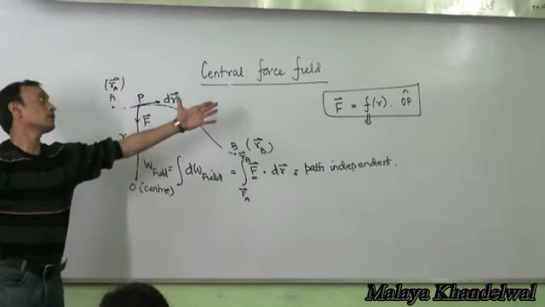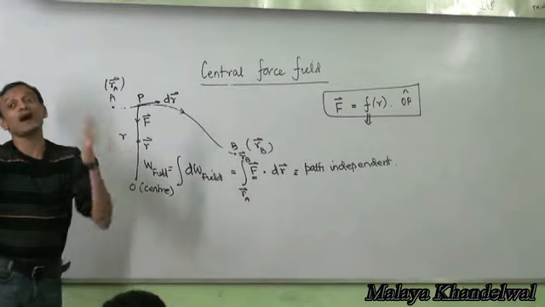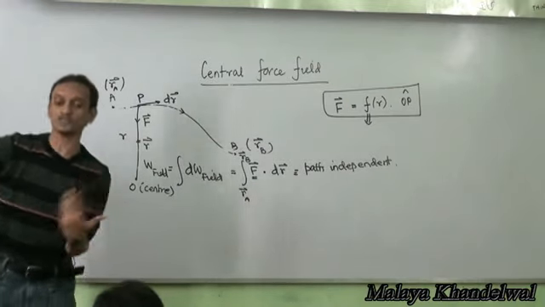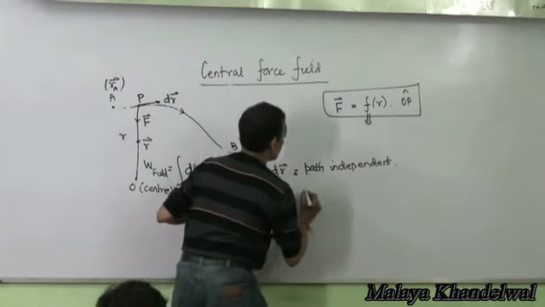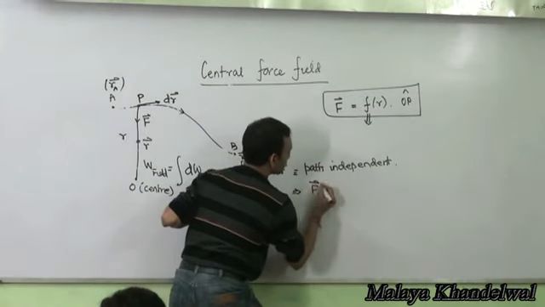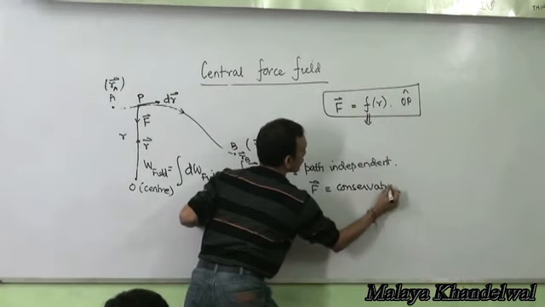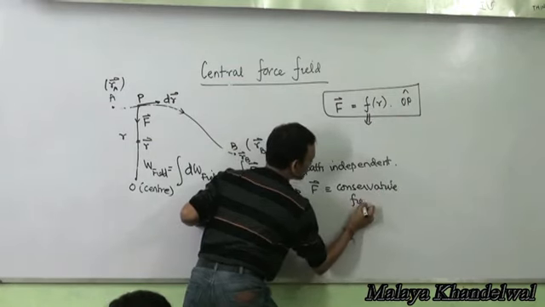And if the work done by a field of this kind is path independent between A and B, then this field would be referred to as a conservative field. This F is a conservative field, or a conservative force field, either way.